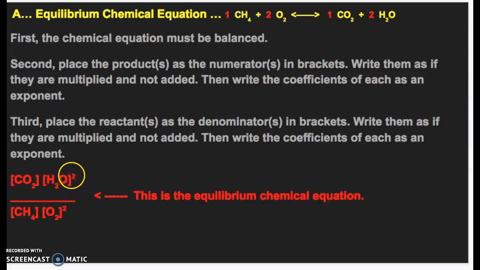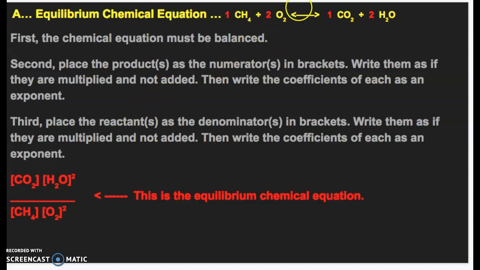But look, you have an exponent of 2, or a superscript of 2. The reason you have a superscript of 2 is because you have a 2 in front of there, so a coefficient of 2 in front of the water. So put that as an exponent of 2. You have 1 there, so you don't have to write the 1. So you've got the numerator done.